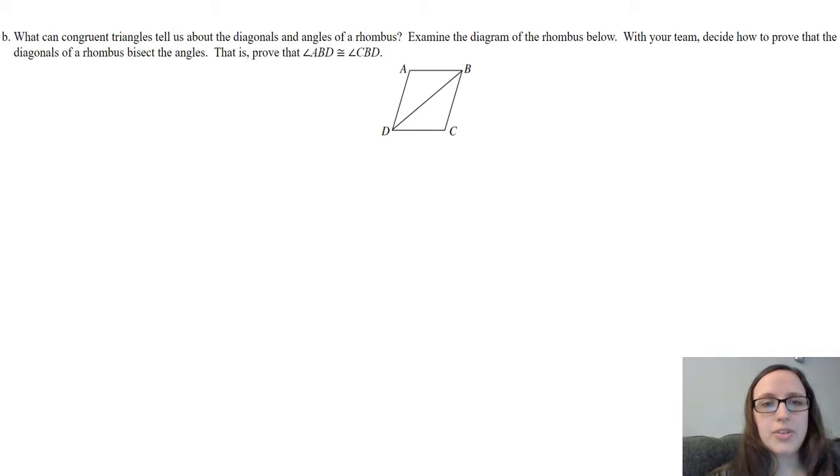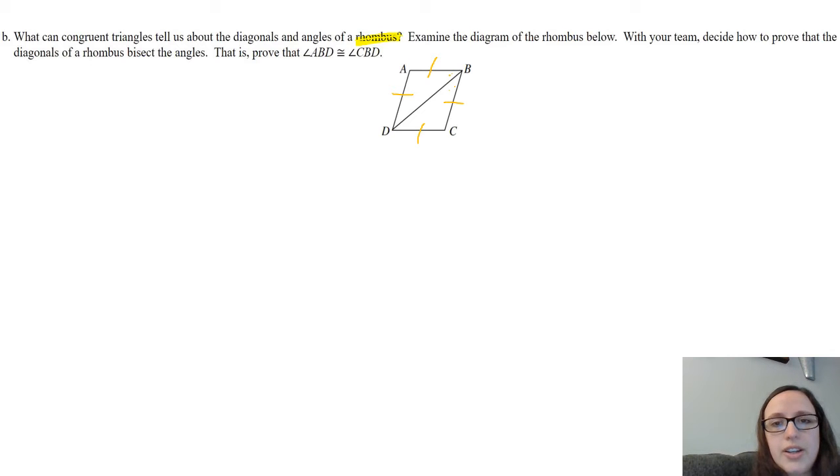All right, in our second proof, we are given a rhombus. Remember that the definition of a rhombus is that all sides are equal. So I'm going to go ahead and mark this. AB equals BC and DC and AD. We are trying to prove that the diagonal of a rhombus bisects the angles. So we are trying to prove that ABD, so this angle right here, is equal to this angle right here. That should be pretty easy. We want to prove that triangles are congruent, and then we can prove that those two angles are the same.